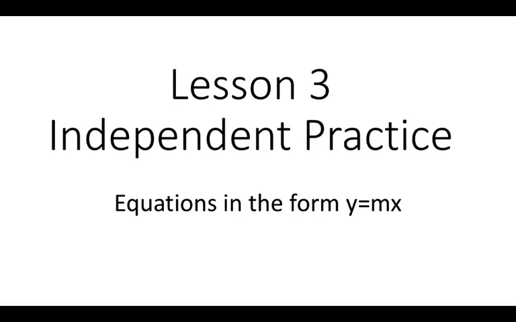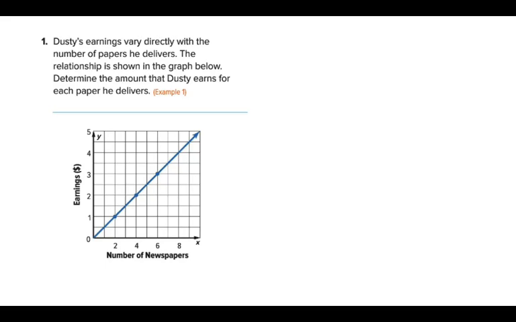Okay, so we're going to look at the Lesson 3 independent practice activity. Okay, number 1. Dusty's earnings vary directly with the number of papers he delivers. The relationship is shown in the graph below. Determine the amount that Dusty earns for each paper.